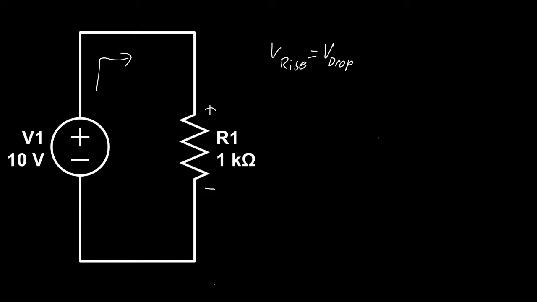V rise in this case is equal to V source, which is equal to 10 volts. Assuming that we put the positive and negative sign around the right way, we should be able to read off the voltage across R1. V rise is V drop, so therefore 10 is VR1.